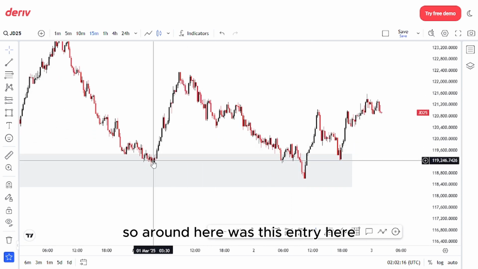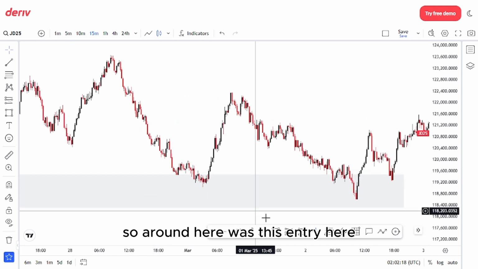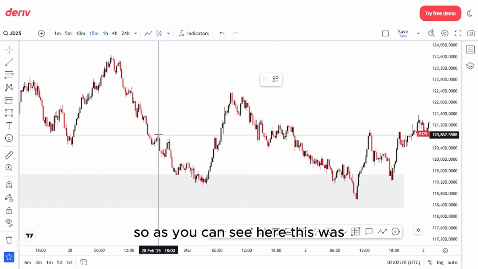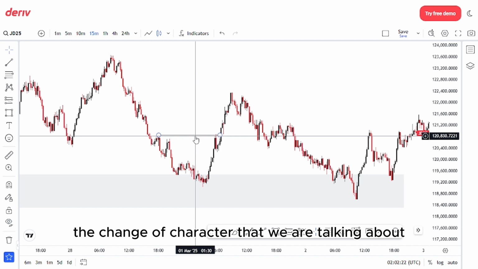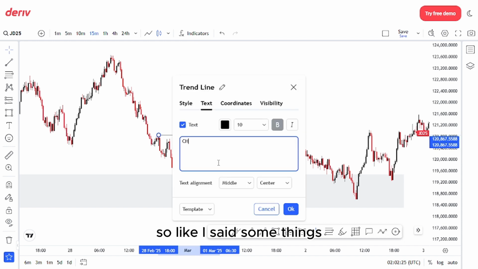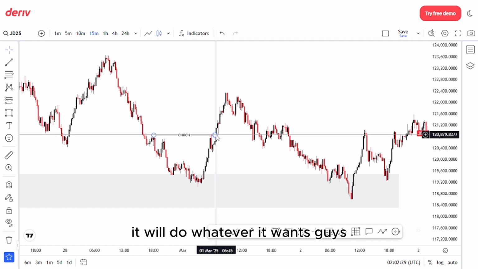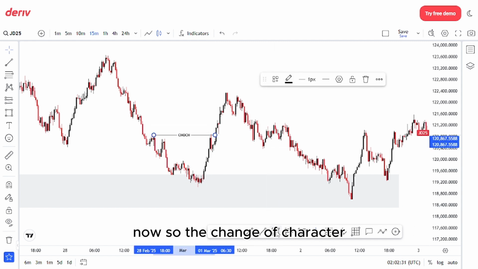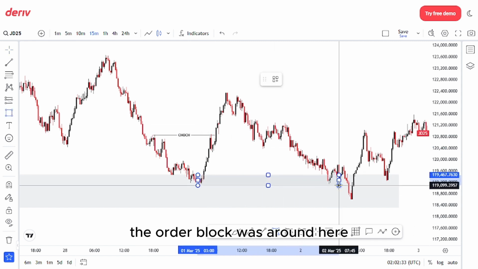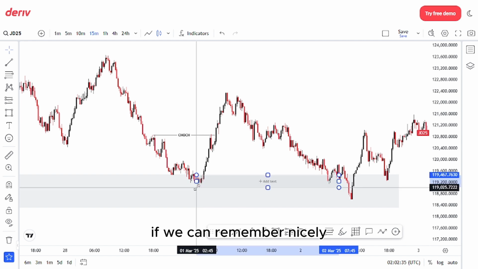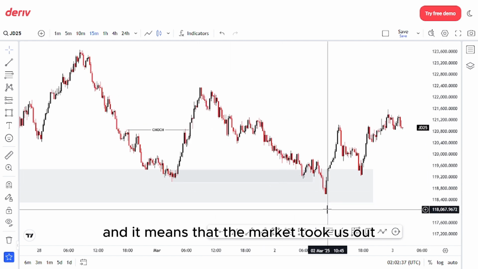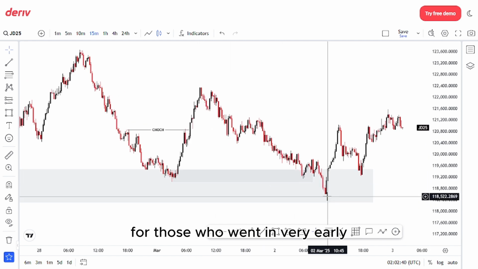So around here was this entry here. As you can see here, this was the change of character that we are talking about. Like I said, sometimes the market will not do what you want, it will do whatever it wants, guys. Now, the change of character, the order block was around here. If we can remember nicely, then it means that the market took us out, for those who went in very early, but it was a good setup, to be honest.